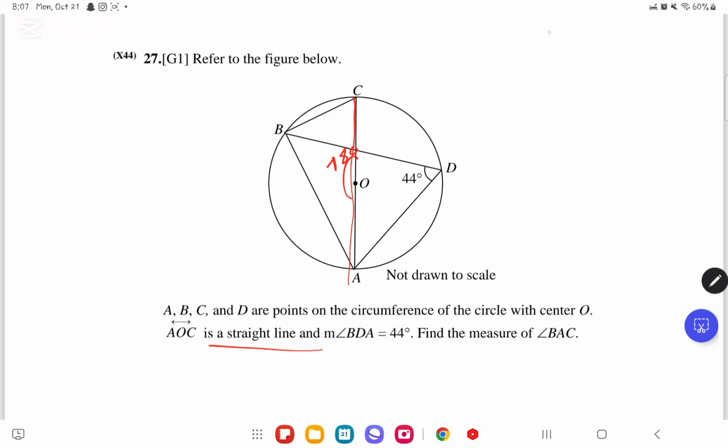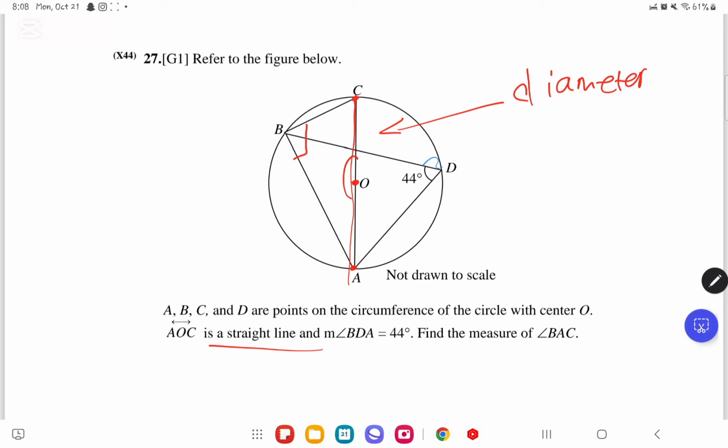Right? But we also notice that it is a straight line passing through the diameter. So, passing through the center. So if it's 2 points on the circle passing through the center, then it is a diameter. So if this is a diameter, then we know directly this angle over here is 90.